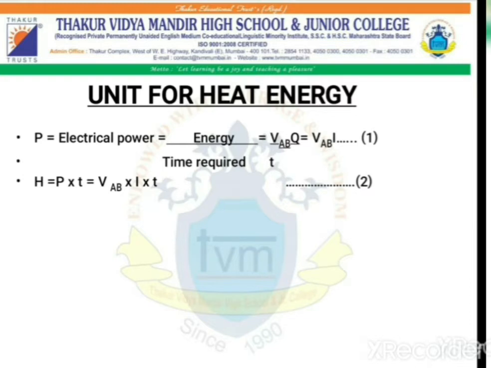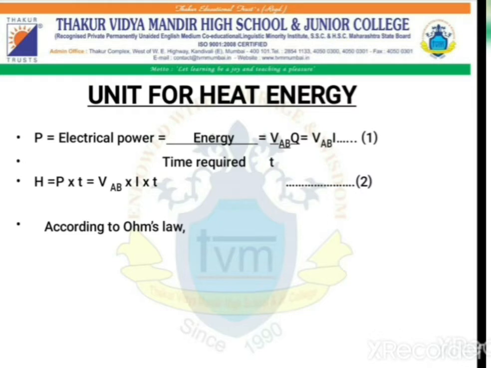Now H equals P into t. H is the amount of heat generated. That is nothing but the work done, which equals power into time. And as we have got in equation number 1, power equals V_AB into I. So it becomes V_AB into I into t. Let this be equation number 2.